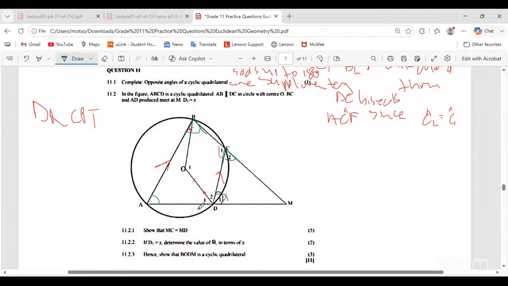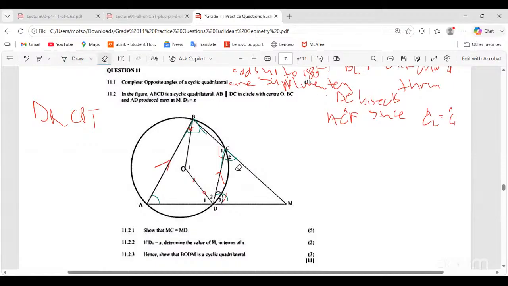Now, we also have angle A and this angle co-interior angles. This one and this one co-interior angles, but I don't think we have alternating angles here, but we will see maybe when we have to answer some questions.